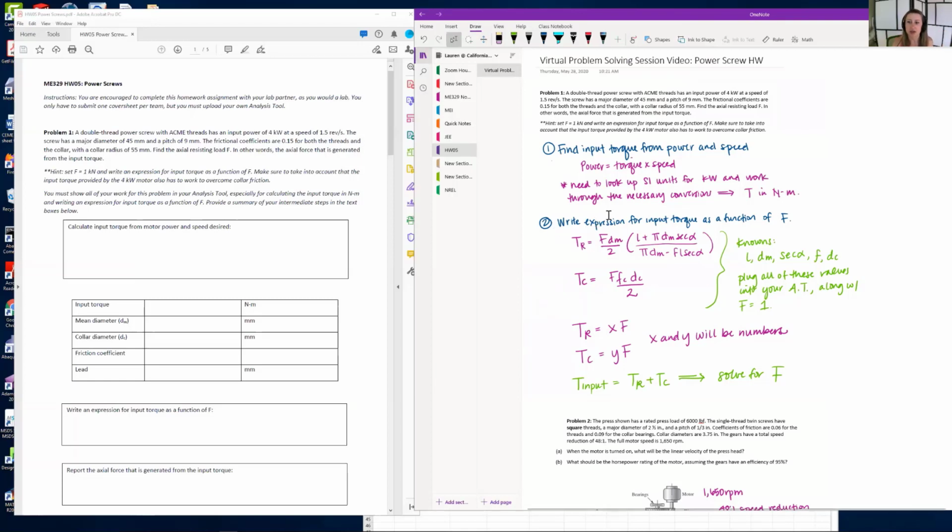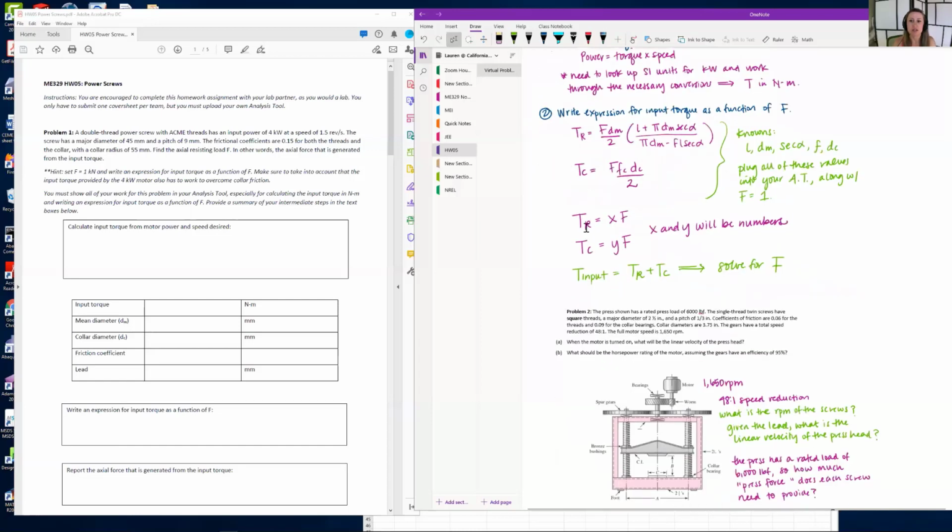That will give you the overall torque, or the total torque provided. Next, write an expression for input torque as a function of F. This part's pretty interesting, so you'll definitely need your analysis tool. We have TR and TC: the torque required to raise the load, in other words, provide the resisting axial force F, and TC, the torque required to overcome the collar friction. The knowns that you have are the lead, the mean diameter, secant alpha, the friction coefficients, and the mean collar diameter. You're going to plug all of these values into your analysis tool along with F equals 1.